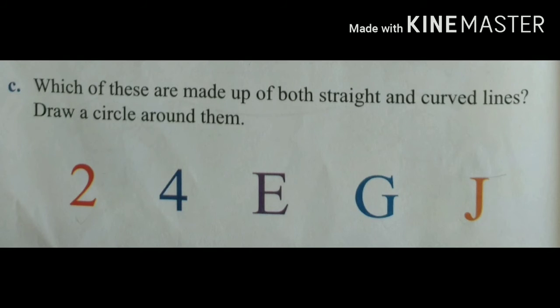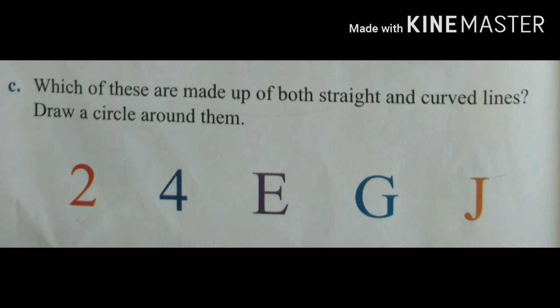Let us solve one more question. I will read the question. Which of these are made up of both straight and curved lines? Draw a circle around them. We learned a straight line is a line that does not have any bend or curve. Then tell me children, what is a curved line? Yes, the line which has some bends or curves is called a curved line. Here our question is, which of these are made up of both straight and curved lines?